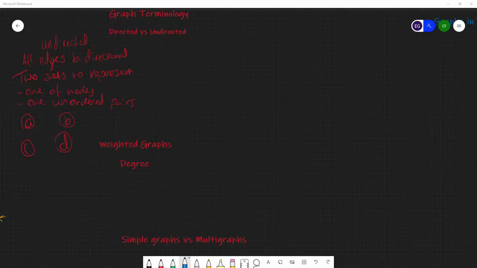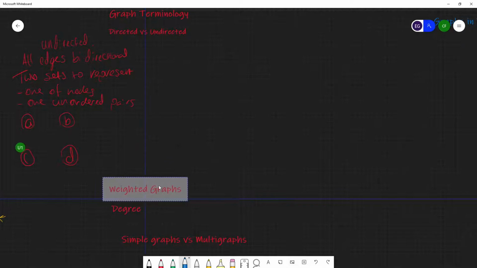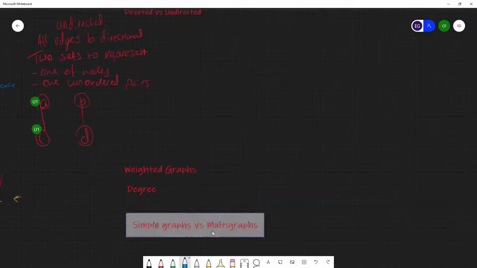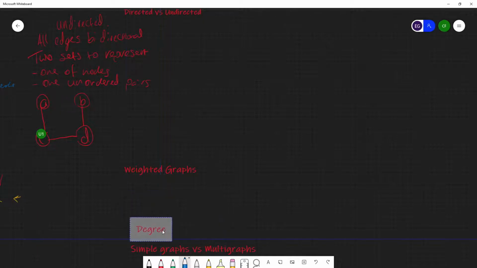Yeah. So we can have two sets, one of nodes, and then one of unordered pairs. Now, what this means is we can have something that looks like this. Let me move some of this around. So this could be a graph here. We'd have the set here of nodes: A, B, C, D. And then we'd have a set of pairs that connect one node to another. And it literally doesn't matter what order the pairs are in.